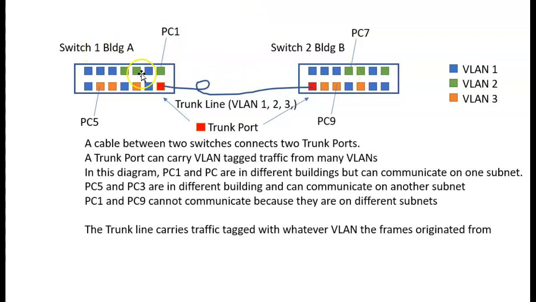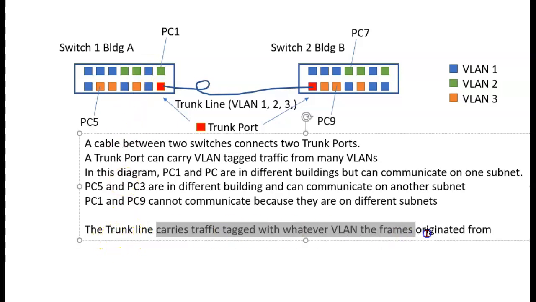If I have some HR people, for example, in two different buildings, they can talk to each other. And some production people can talk to each other in two different buildings. However, PC5 here could not talk to PC7. 5 is on VLAN 3, 7 is on VLAN 2. So they cannot talk to each other. But the idea is that this trunk line here carries all of the VLANs, whereas these individual ports only carry one of the VLANs. So the trunk line carries traffic tagged with whatever VLAN the frames originated from.